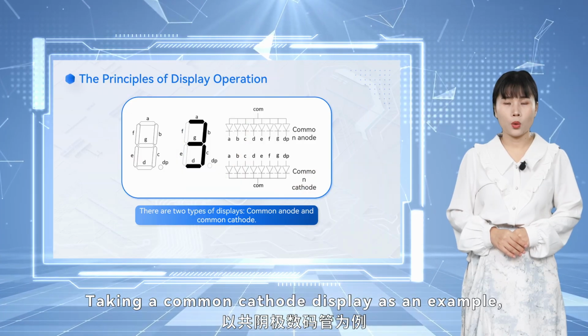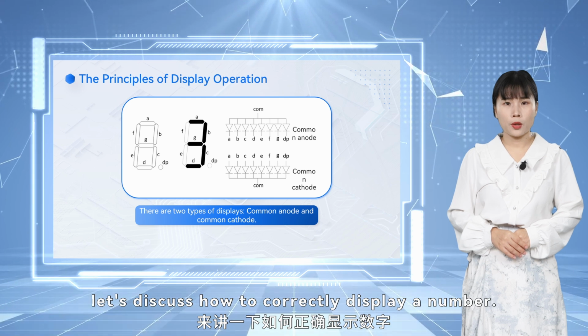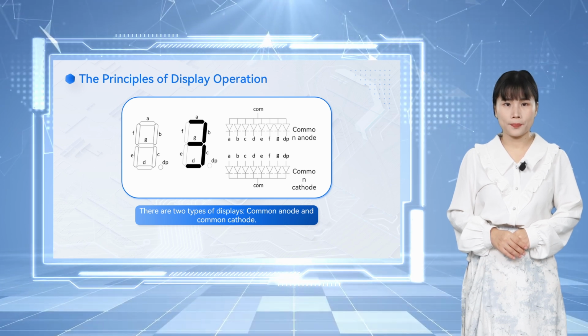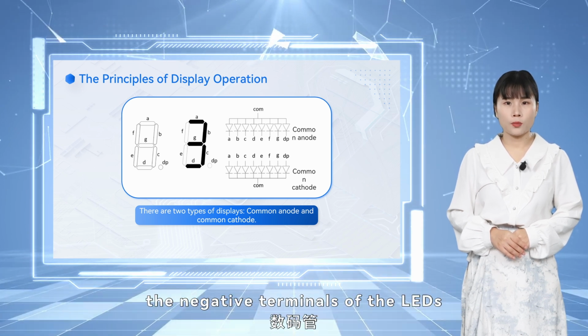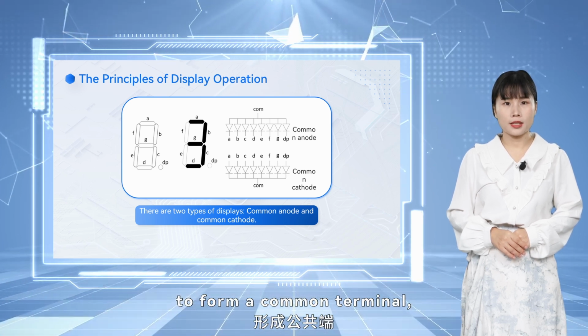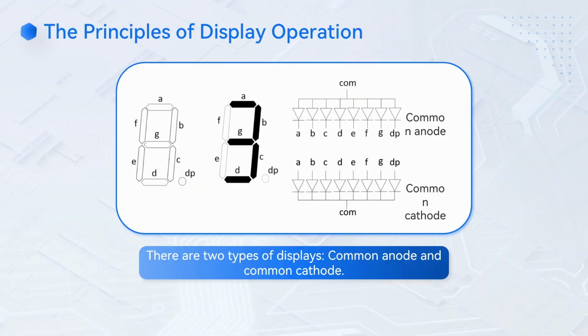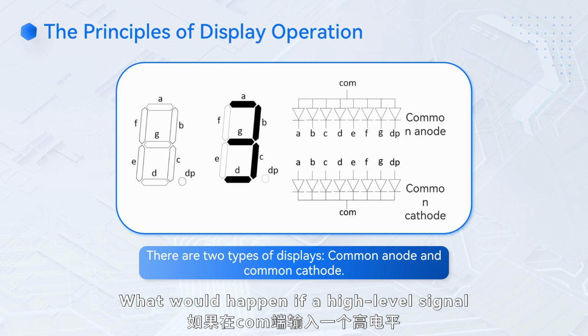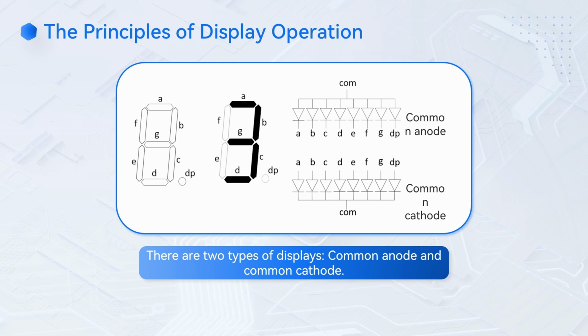Taking a common cathode display as an example, let's discuss how to correctly display a number. In a common cathode display, the negative terminals of the LEDs are connected together to form a common terminal, labeled as COM. Now, think about this. What would happen if a high-level signal is input at the COM terminal?